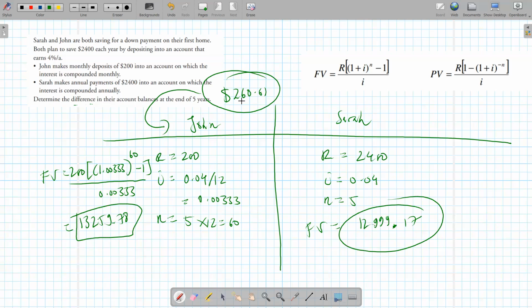Can you tell me how John won? Why did he win? Because they both are depositing $2,400 a year, and the interest rate is the same. So how come John won? Because his is monthly and hers is just annually. Yeah, it's monthly. So the higher the number of compounding periods, the higher the interest. Okay.